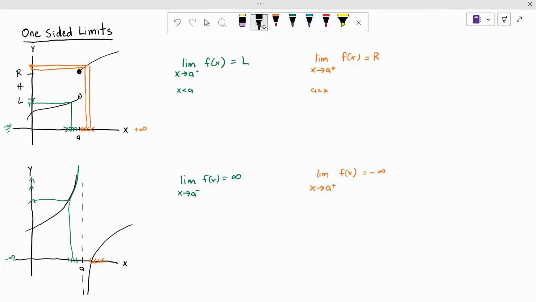All right, so if the function has different limits from either side, depending on which side of a we're on, does it make sense to write limit as x approaches a exists? Does that make sense?